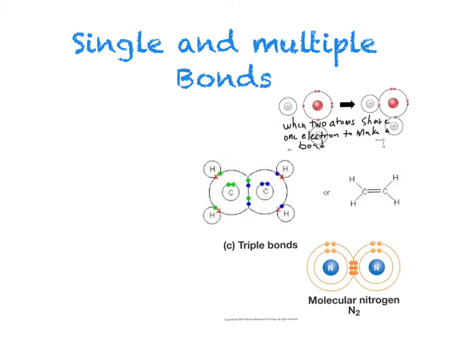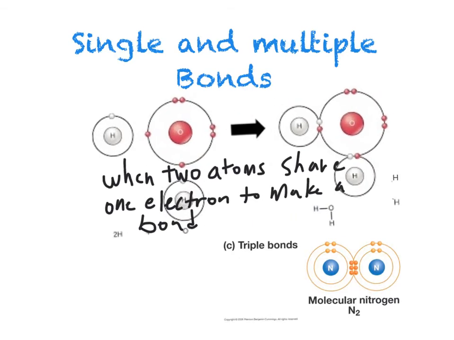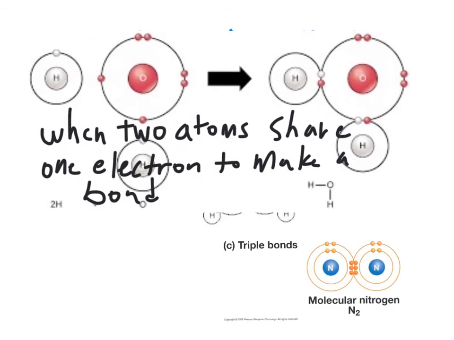Covalent bonding can make single bonds or it can make multiple bonds. And a single covalent bond is when two atoms share one electron to make a bond. So in this case, oxygen has a full outer 8 and hydrogen is full with 2 from the sharing. So if you see, they're sharing these 2 electrons here and these 2 electrons here, and they're both sharing 1 electron, and that makes a single bond.